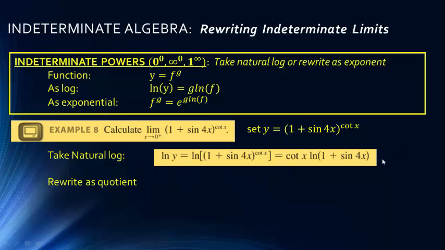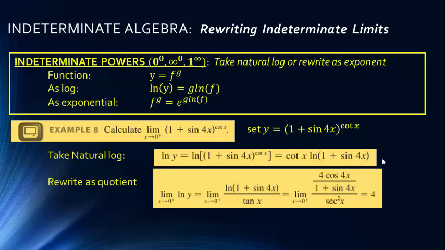Now we're going to rewrite this as a quotient. Here I have the natural log of 1 plus sine of 4x. That's what we have here as the numerator, because we have a product. And remember, when we have a product like this, we want to rewrite it as a quotient. Cotangent x is 1 over tangent x. So I can rewrite this equation as the natural log of 1 plus sine 4x over the tangent x.